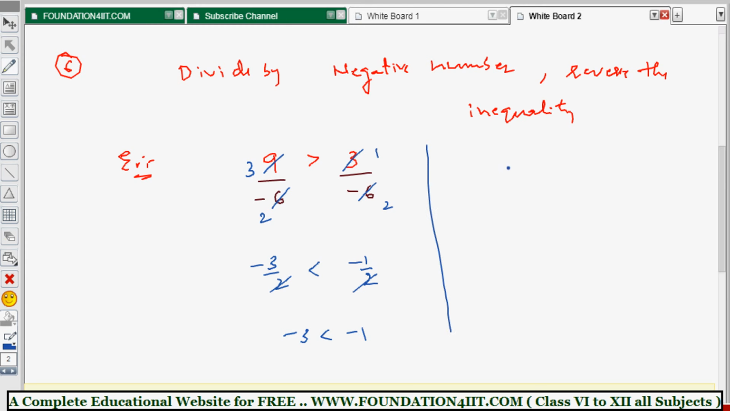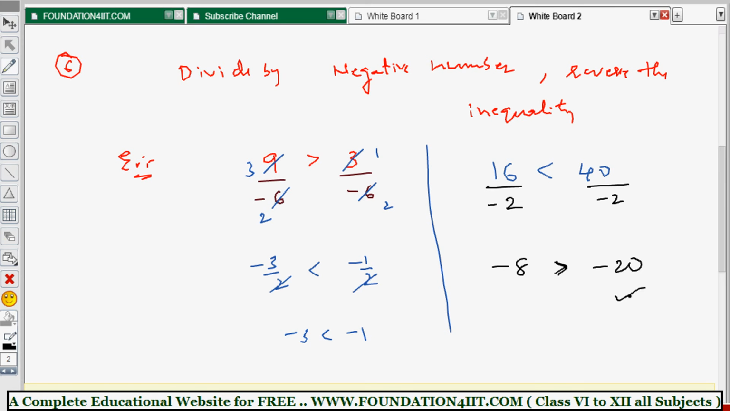See one more example which is easy for you. Taking 16 is less than 40 and dividing both sides by a negative number, like -2. So 16 by -2 is -8, and 40 by -2 is -20. But -8 is greater, right? -8 is greater than -20.